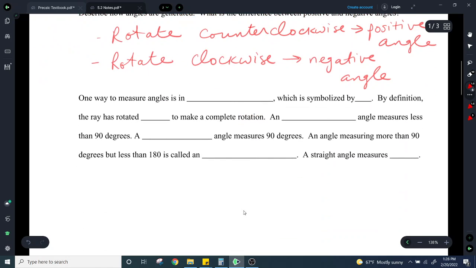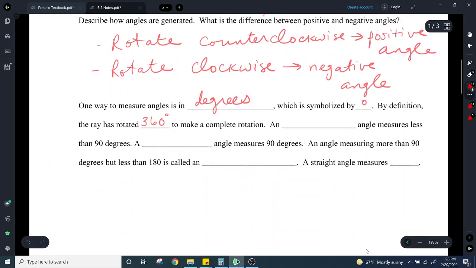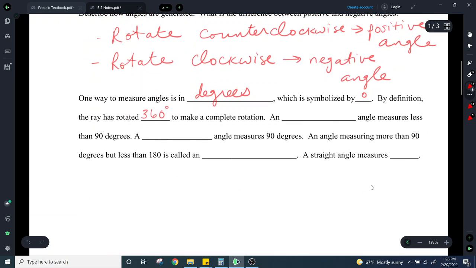One way to measure angles is in degrees, which is symbolized by, remember, the little degree symbol, little circle there. By definition, the ray has rotated 360 degrees to make a complete rotation. So that would be if I took my angle and I went from the positive x-axis all the way back to where I started with. That would be a 360-degree rotation.